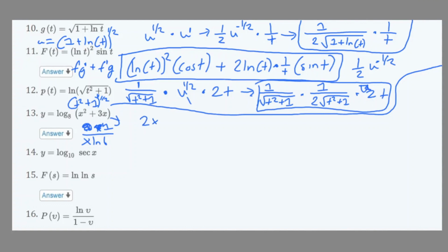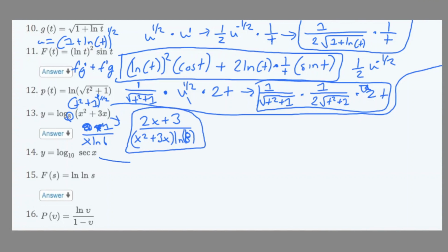We get 2x plus 3 on the top, because that's the derivative of whatever's inside, over whatever's inside, which is going to be x squared plus 3x. That's on the denominator, times ln b, where b is referring to this number right here. So that's going to be, put that in parentheses, multiplied by ln 8. And that would be your final answer for number 13.